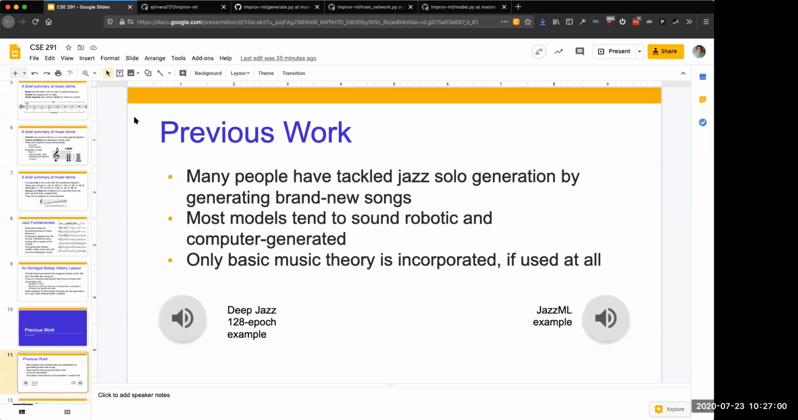There are some previous works. One second, let me share computer sound. There you go. There's a lot of people who have tackled jazz solo generation.